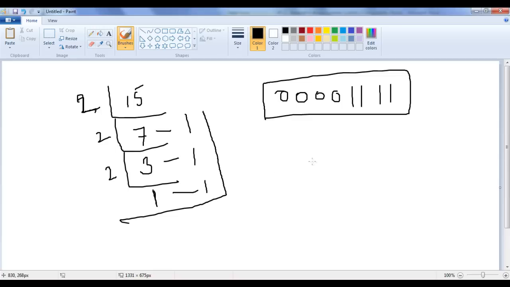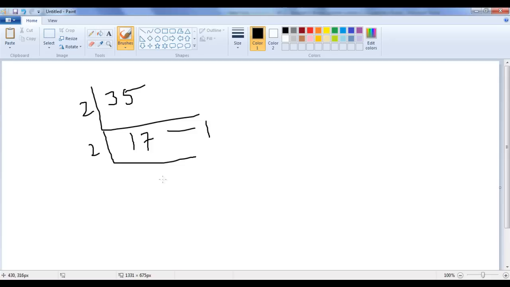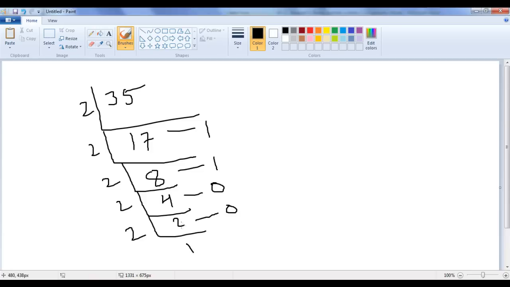Let's take one more example. Let's take 35. Let's convert 35 decimal number to binary equivalent number. I'm going to divide it by 2. 2 into 17 is 34. Remainder is 1. 2 into 8 is 16. Remainder is 1. 2 into 4 is 8. Remainder is 0. 2 into 2 is 4. Remainder is 0. 2 into 1 is 2. Remainder is 0. Let's write down these digits from top to down, right to left.